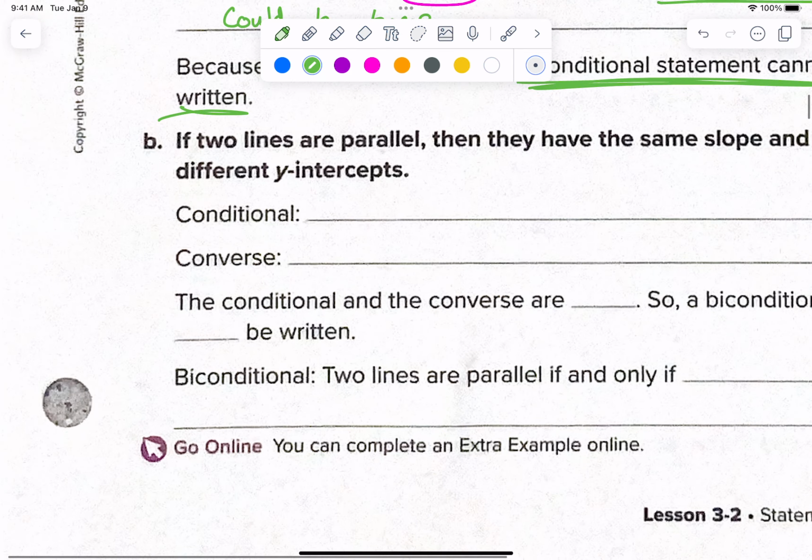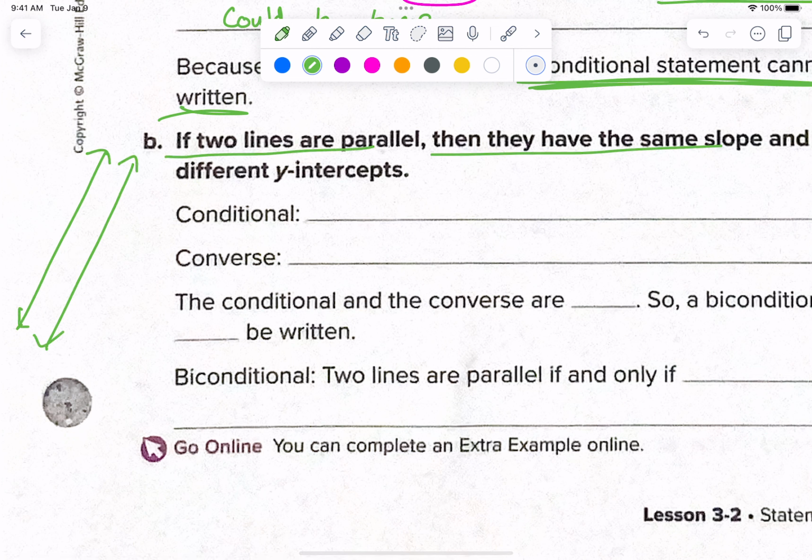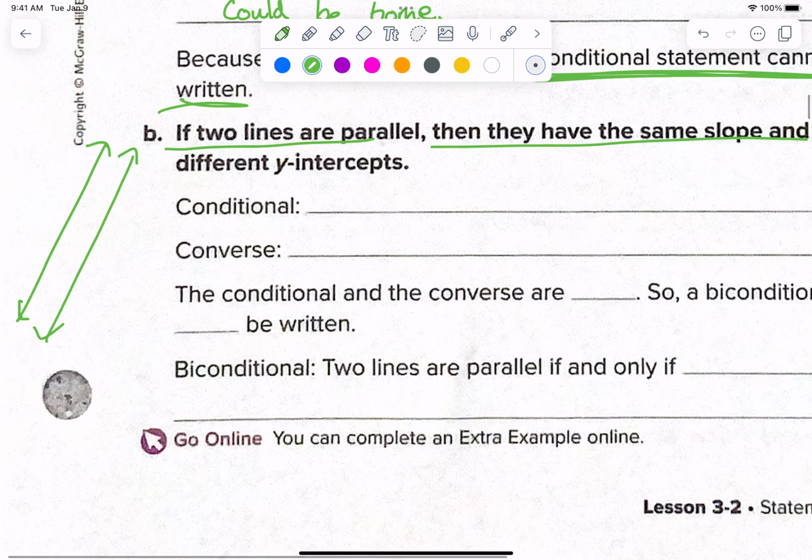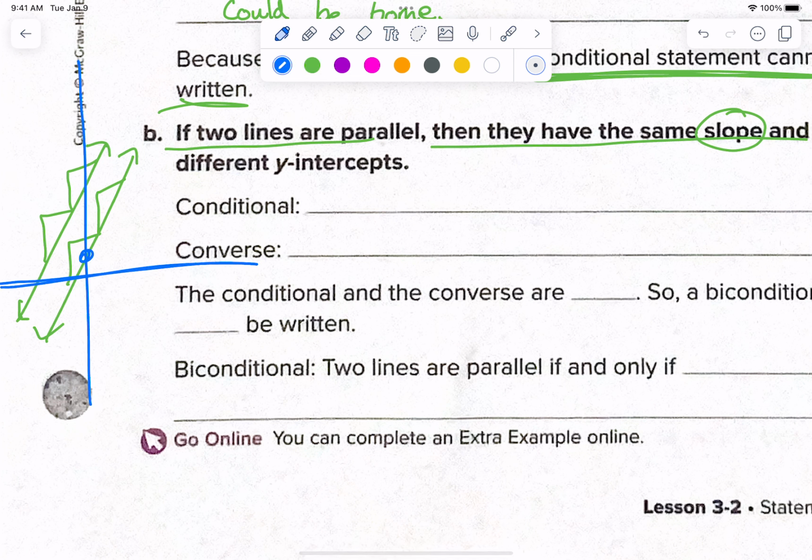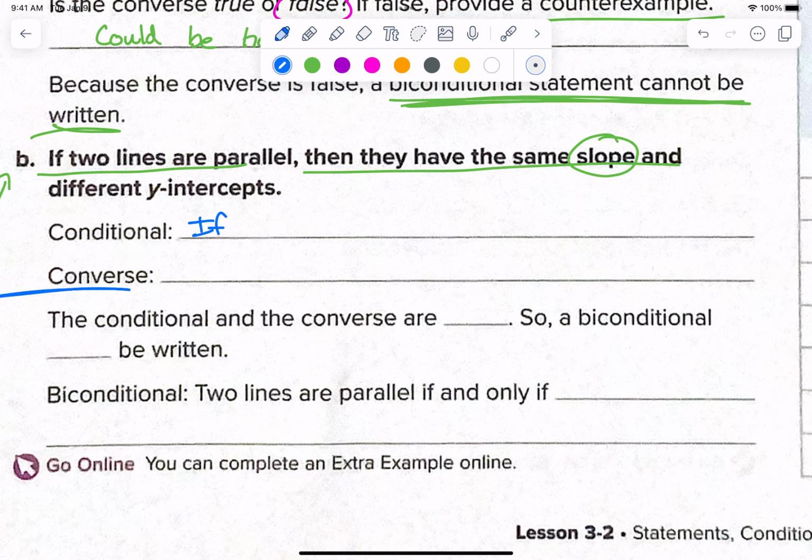Okay, so if two lines are parallel, we've got two lines that are parallel right here. I'm drawing a picture. If two lines are parallel, then they have the same slope and different y-intercept. Do you know what slope is? Up and over, up and over. Do they have the same slope if they're parallel? Yes. Do they have different y-intercepts? Let's say if I put this on an xy axis. This is intercepting here, this is intercepting here. Do they have a different y-intercept? Yes. So the conditional: if parallel, then same slope, different y-intercept. I'm really paraphrasing. If they're parallel, then they have the same slope and a different y-intercept. True or false?